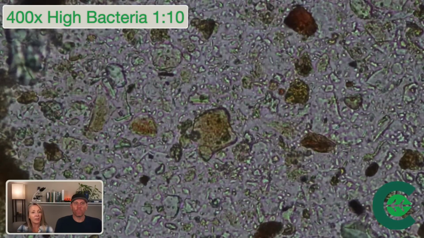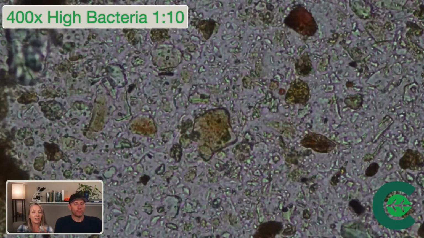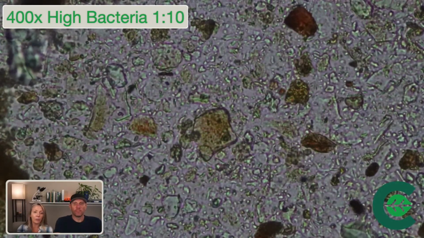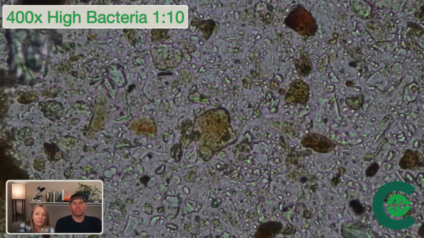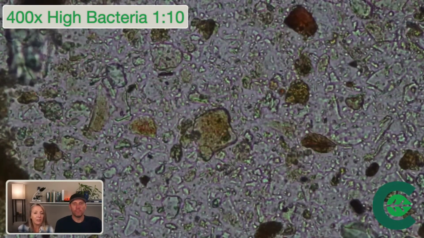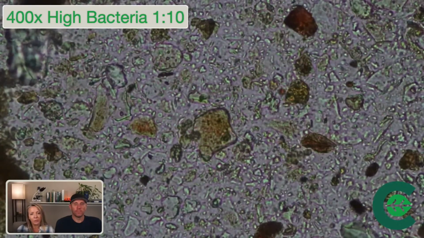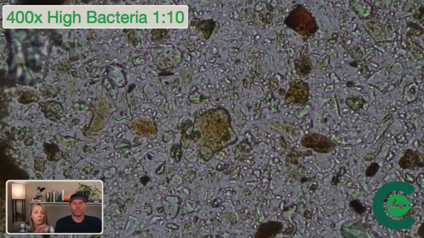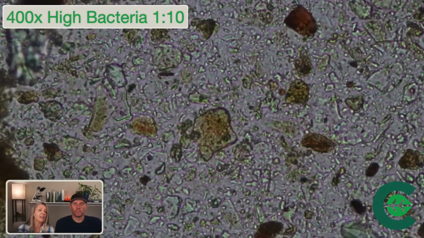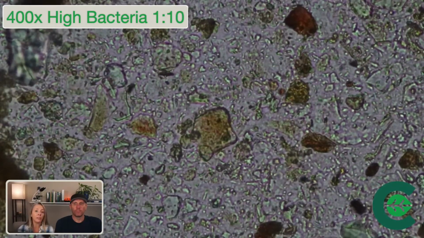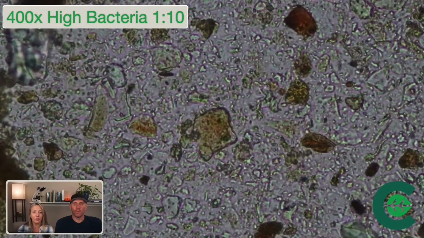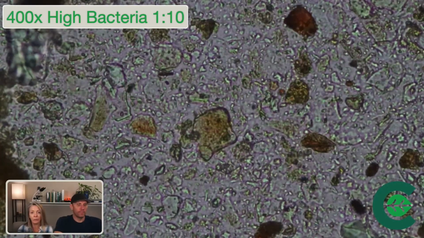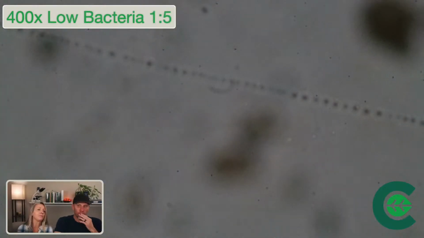So again, we're now at the bottom of the slide here. We've got a lot of organic matter. We've got a lot of minerals going on, but there's not a whole lot more going on. There's probably an actinobacteria over in this lower right-hand corner. So you can start to see a few more things in the sample than you would be able to in the 1 to 10 or 1 to 5 dilution with this particular type of soil. So it's super important that you learn how to read soil.